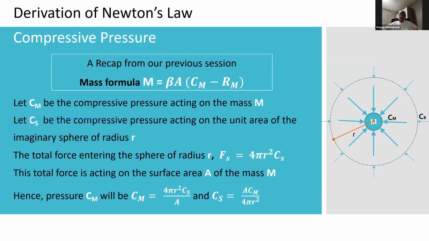The whole area of the sphere. So the whole area is how much? 4 pi r square. That is correct. So multiply by 4 pi r square the pressure to get the total thrust on the sphere.